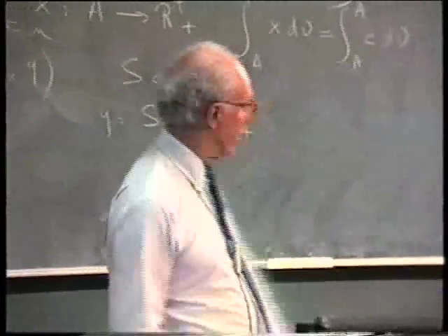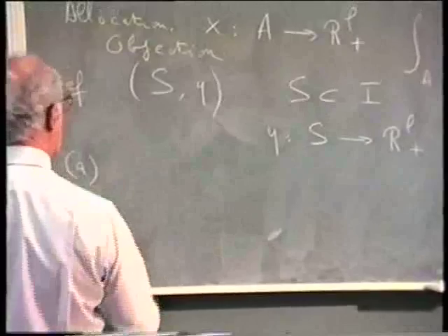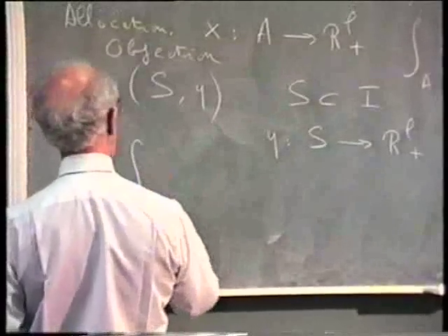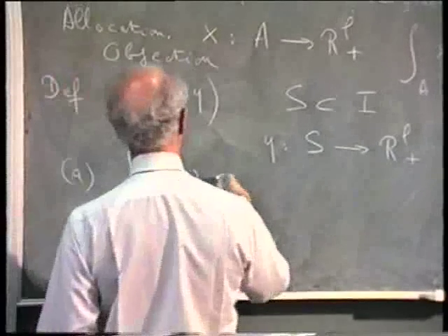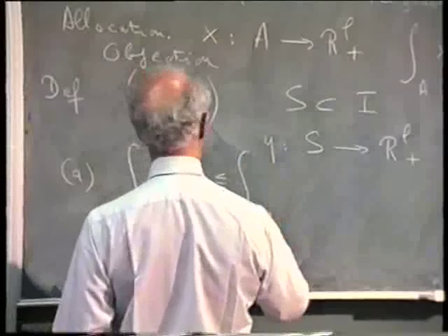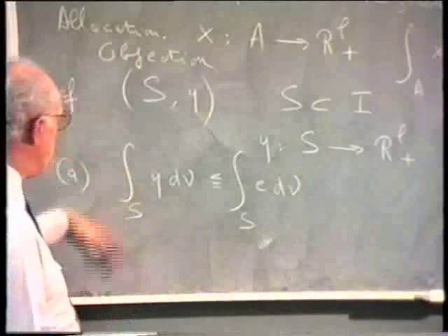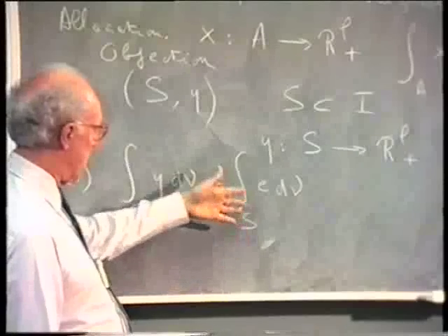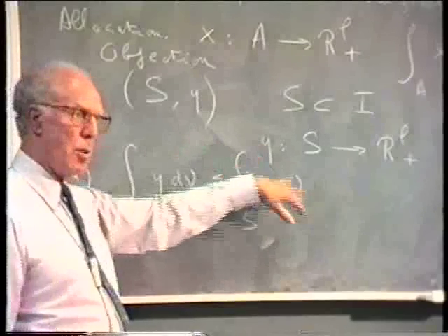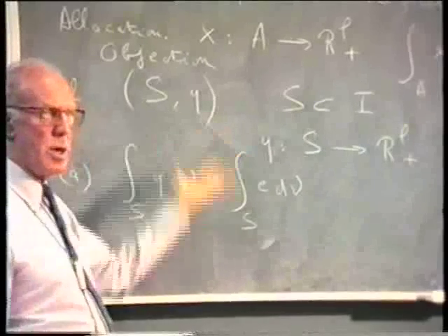And it is, of course, I have not finished giving the definition, it is an objection if the following conditions are satisfied. First of all, the summation in S of y d nu is smaller than or equal to the summation in S of E d nu. So that is the condition that you have seen before in a slightly different form. It tells you that coalition S has at its disposal this commodity vector, and it can redistribute it to its members according to the scheme Y.